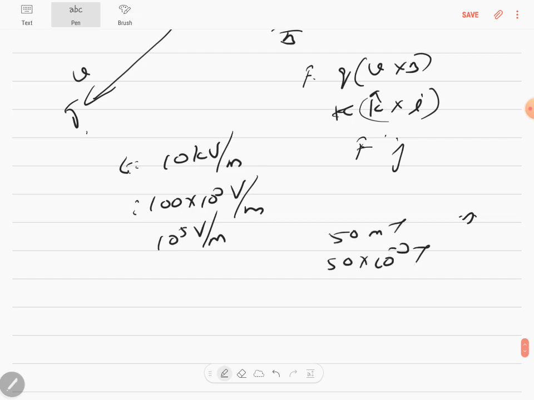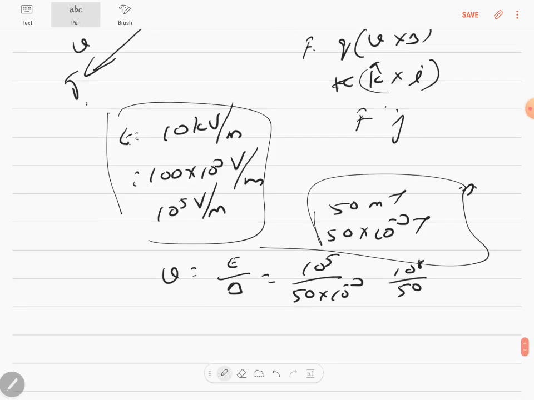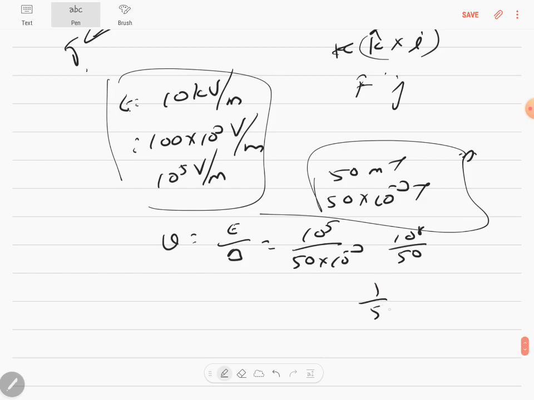Whenever they give you electric field and magnetic field, if they ask you to find the velocity of the beam, v is equal to E by B straight away. So 10 to the power 5 by 50 into 10 to the power minus 3. Then this goes up, 10 to the power 8 by 50. You can write it as 1 by 5 into 10 to the power 8, which becomes 0.2 into 10 to the power 7, or 2 into 10 to the power 6 meter per second.